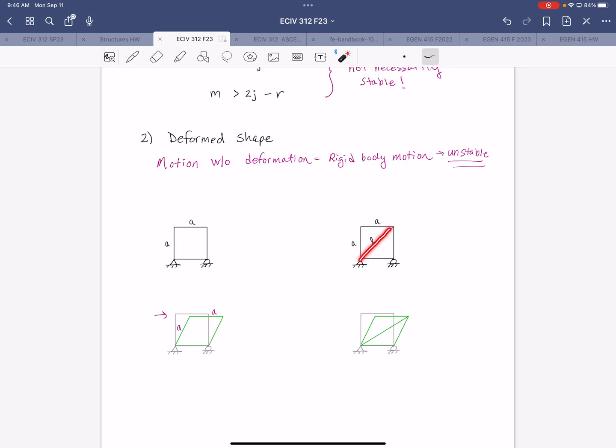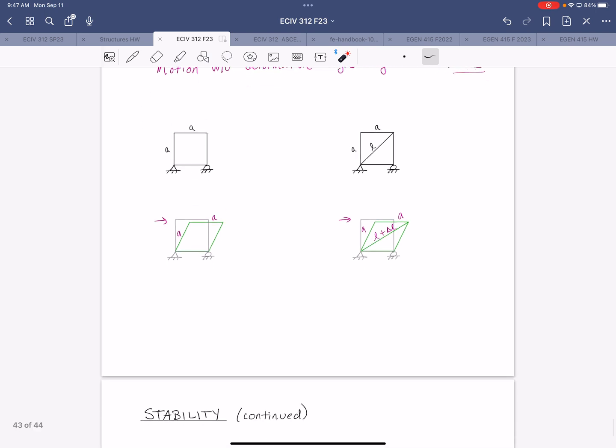Whereas if you add a diagonal to stabilize that panel, then under a load, it cannot move without that diagonal member stretching. That diagonal member would be L plus delta L. The side panels won't necessarily deform, they might, it depends on the exact load applied. But it's impossible for that panel to move in that way without that diagonal member stretching or compressing. So your best bet with regards to stability is to look for triangular panels.